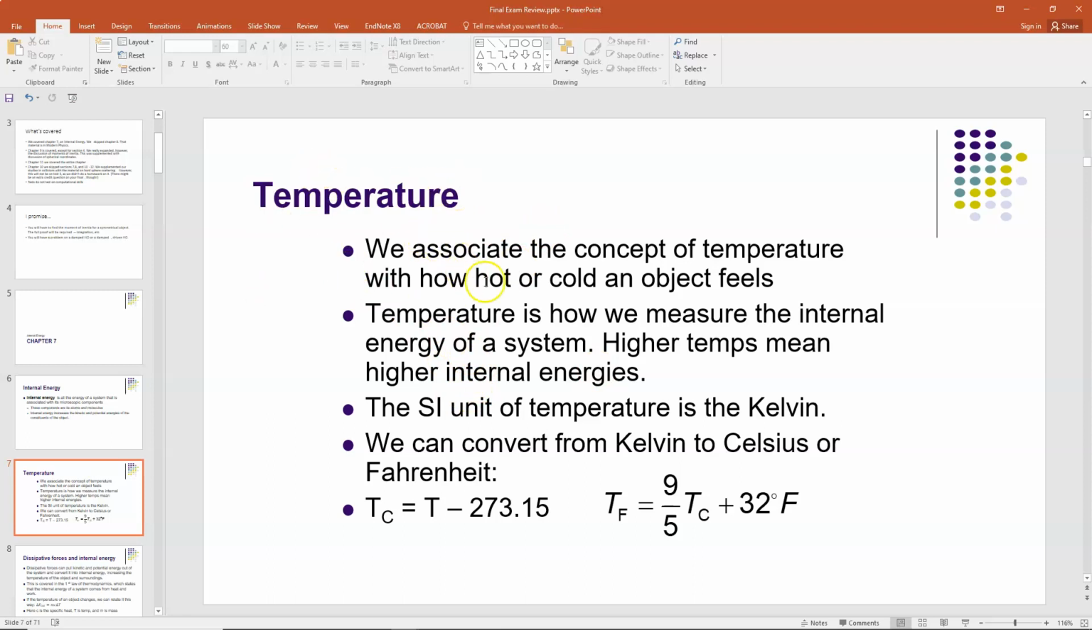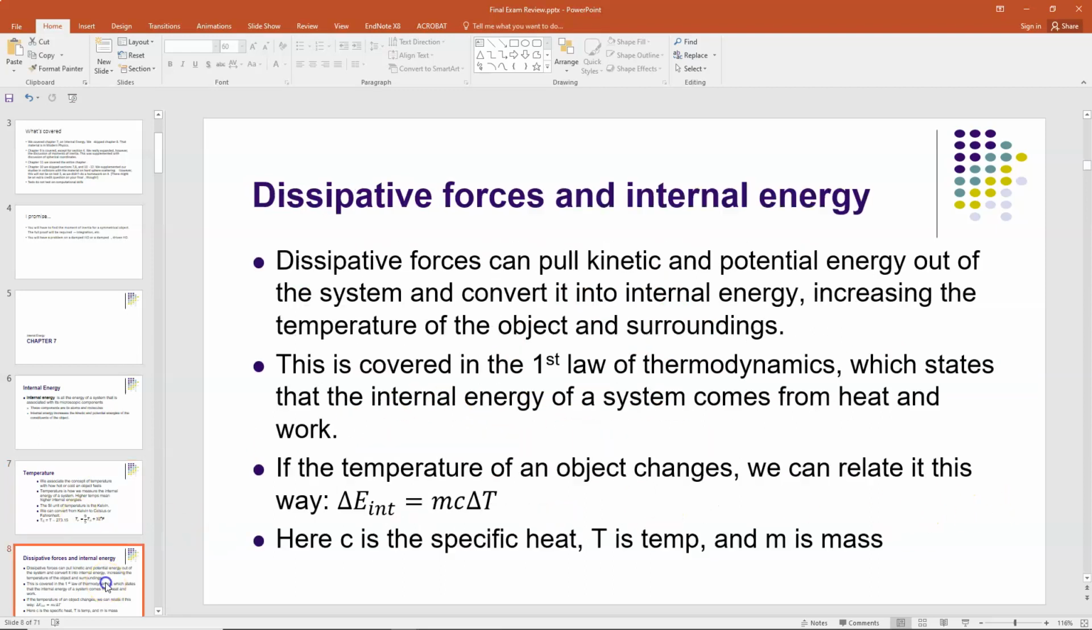The internal energy is often associated with temperature, which is how hot or cold an object feels. It's a measure of the internal energy, but remember that it is not the same thing as the internal energy. They're linked via some formulas that you'll learn about in thermal physics. The SI unit of temperature is the Kelvin, and you can convert in this way.